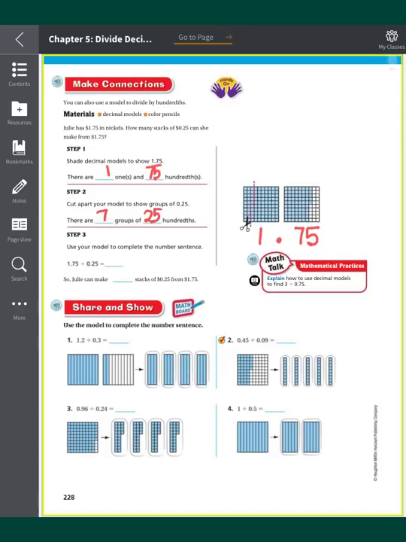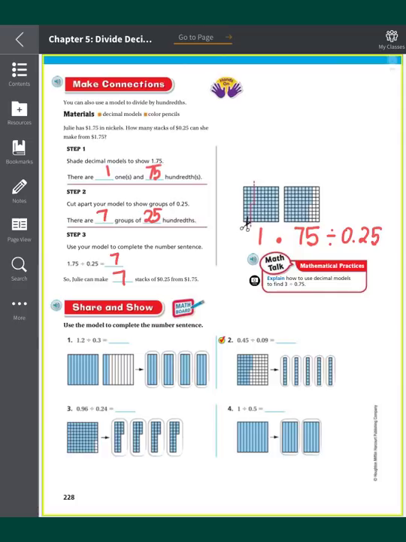Use your model to complete the sentence. So if we divide into 0.25, you would have 7 stacks. Okay, so you would take that and you could divide it up into groups of 0.25. So Julie can make 7 stacks from 0.25.